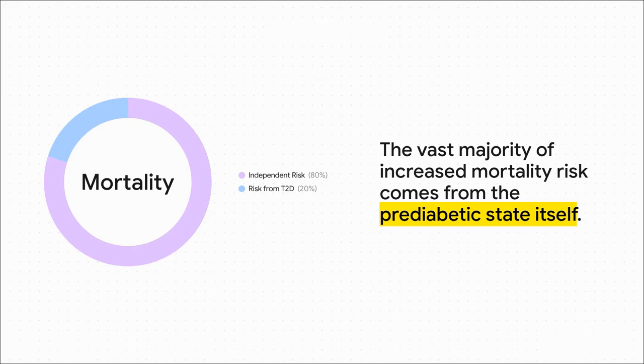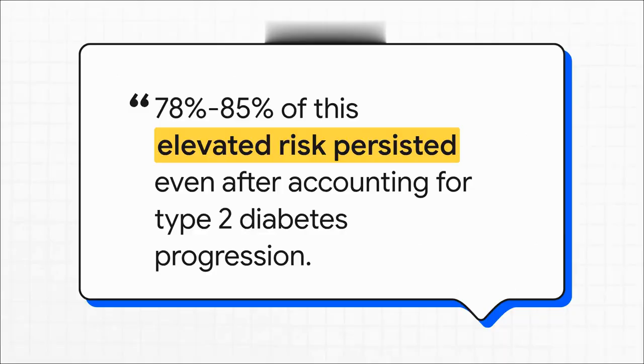Look at this. A whopping 80% of the increased mortality risk in people with prediabetes comes from the prediabetes itself. It has nothing to do with whether they eventually get type 2 diabetes. That is a massive number. And the research backs this up completely. The takeaway here is huge. You can't just tell your patient, hey, let's watch out so you don't get diabetes. The danger, the increased mortality risk, is happening now.